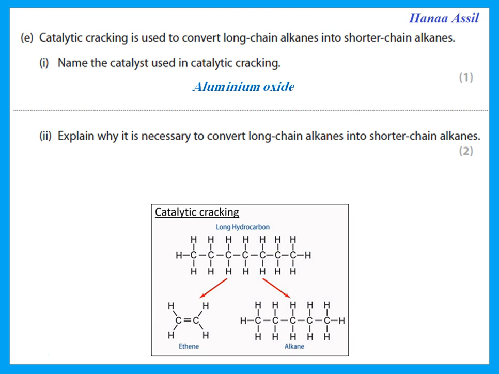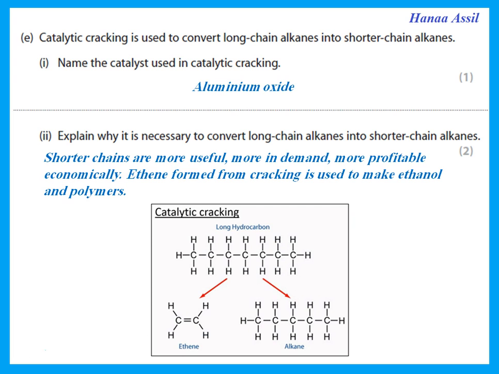Explain why it is necessary to convert long chain alkanes into shorter chain alkanes. Why do we need to do cracking? You should realize that shorter chains are more useful, more in demand, more profitable economically. And one of the products that we usually get from cracking is ethene, and we need ethene to make things like ethanol and polymers.